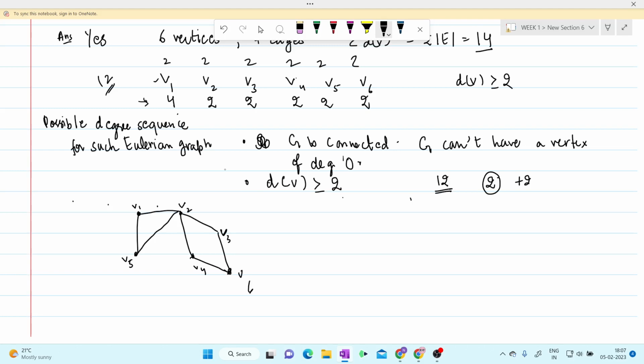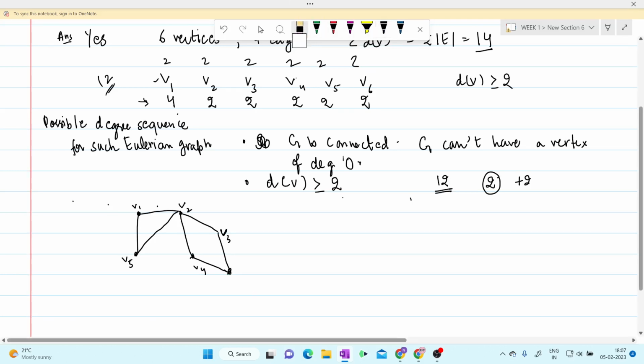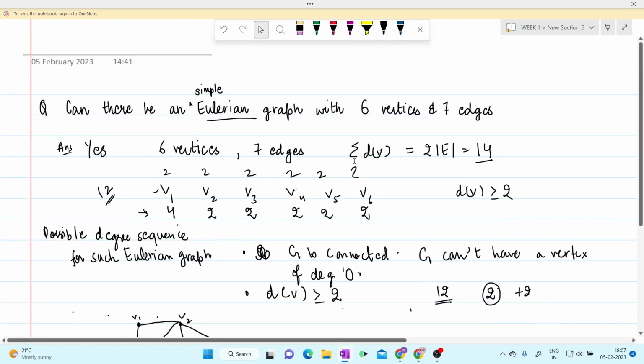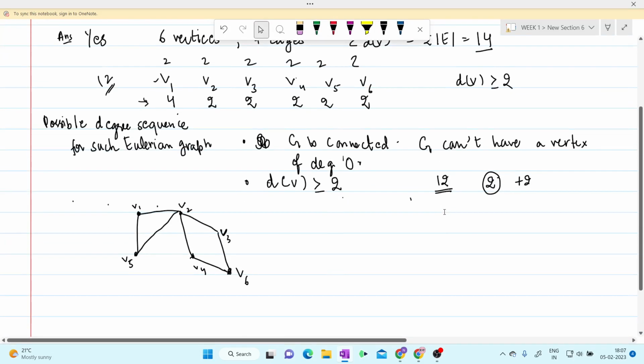So we see that we are getting a simple Eulerian graph with 6 vertices and 7 edges.